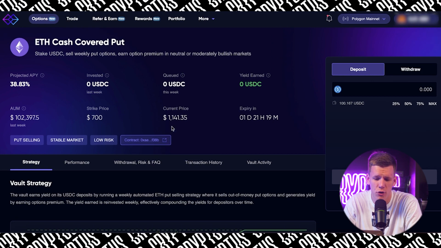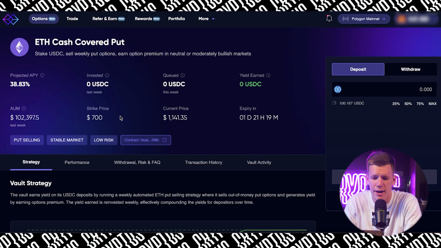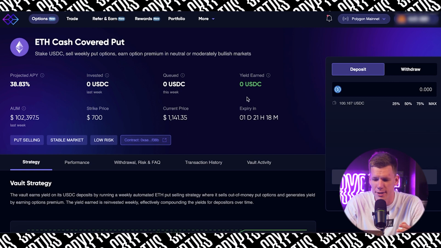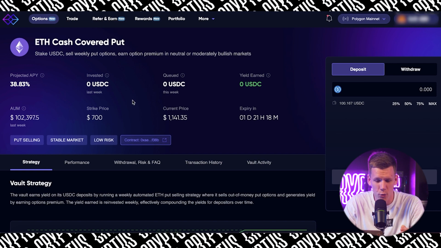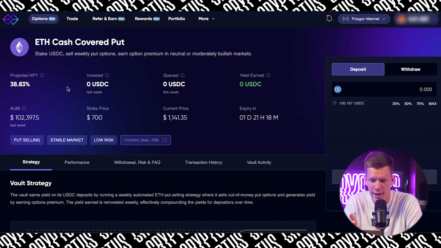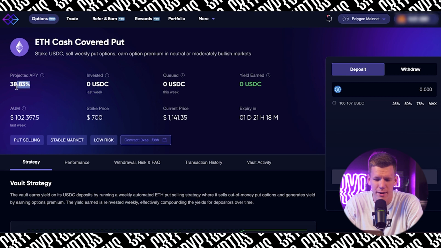But still, the gap between the market price and the strike price is again pretty high. So if you deposit your stablecoins here to the Ethereum put, you will not earn these 38% in 1 week. You can calculate it by yourself: 7 divided by 365 times this annual percentage yield.